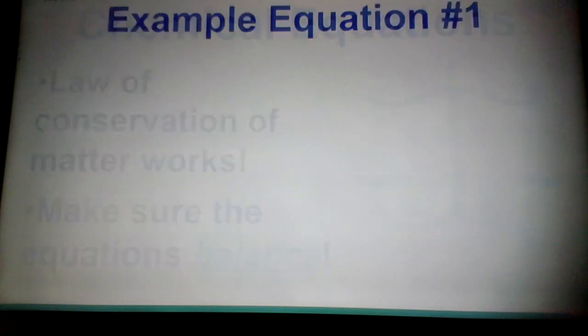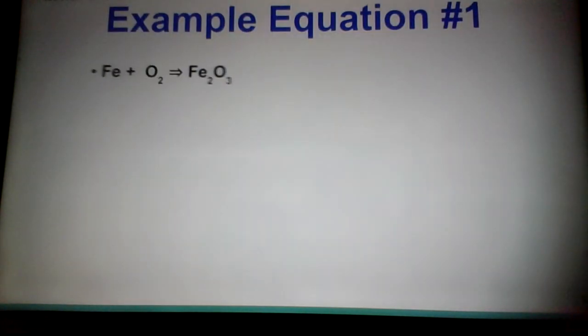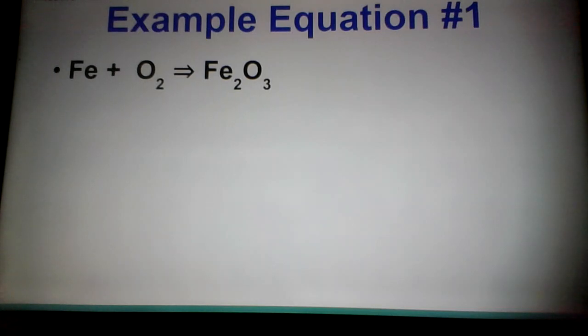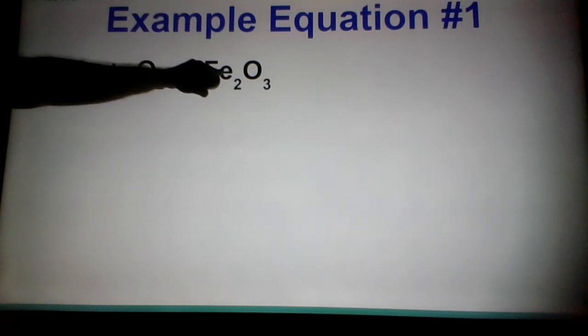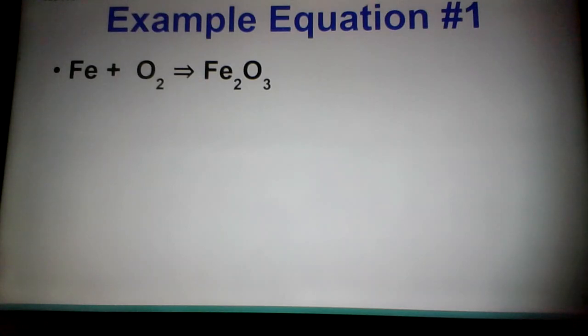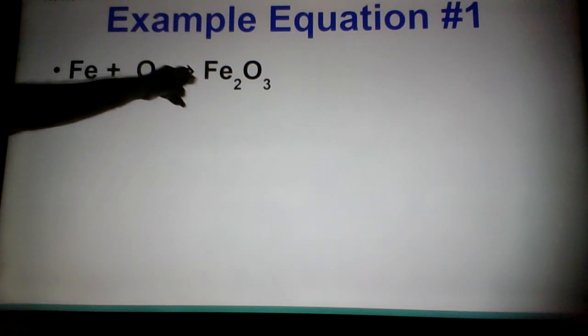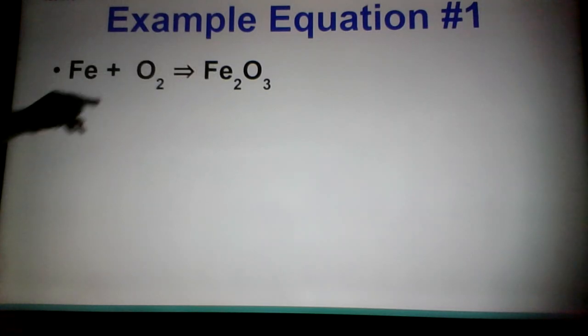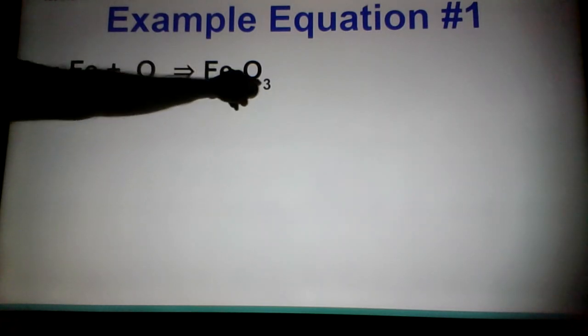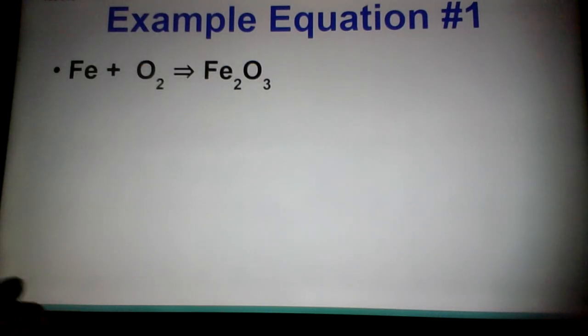Ready? Okay. In example equation number 1, we're combining iron and oxygen to get rust, which is iron(III) oxide. But look at this. There's only one atom of iron here to start with. Here's the reaction, and when we're done, we have 2 atoms of iron. Where'd that second one come from? Same with oxygen. We started with 2 and we ended up with 3. We can't do that. We have to start with and end with exactly the same number.